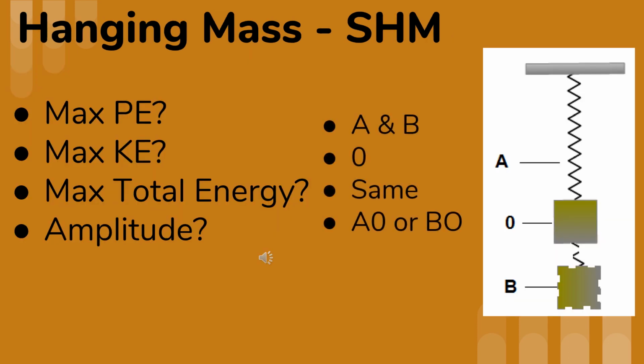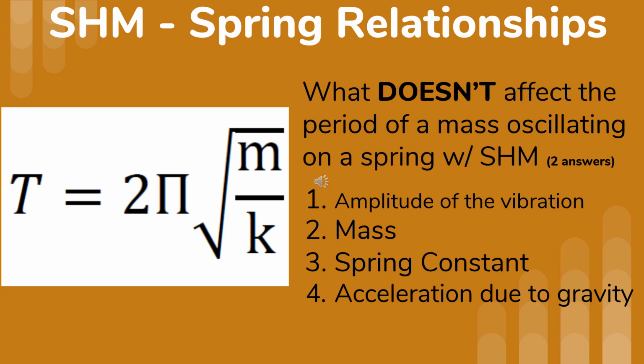A mass oscillating on a spring also undergoes simple harmonic motion. Take a look at the period equation. What doesn't affect the period of a mass oscillating on a spring with simple harmonic motion? Amplitude, mass, spring constant, or the acceleration due to gravity?